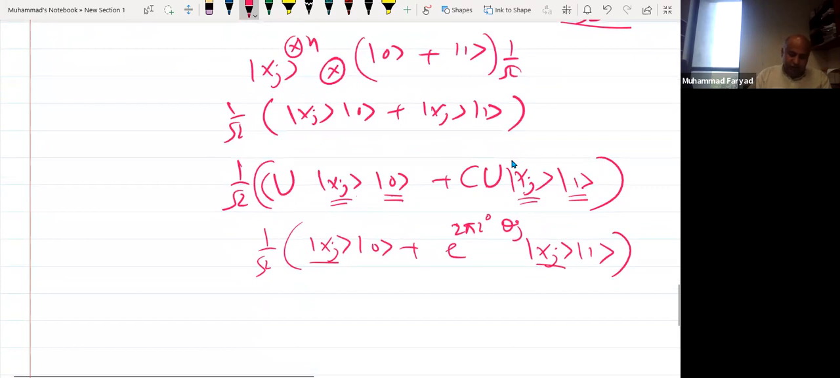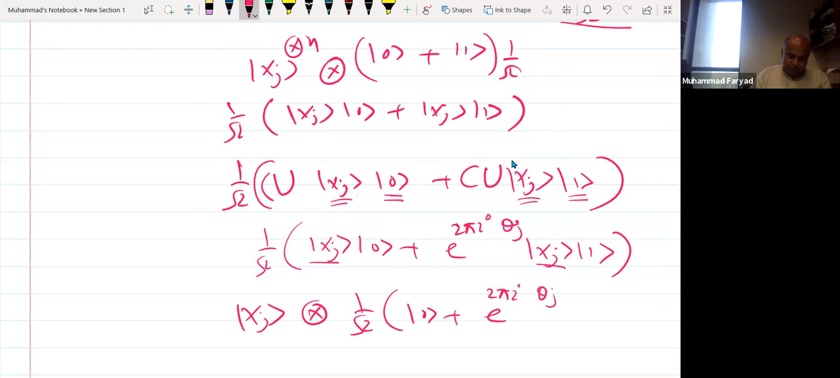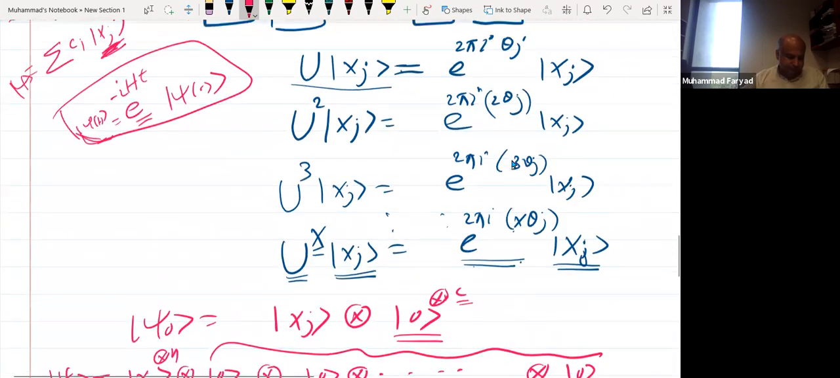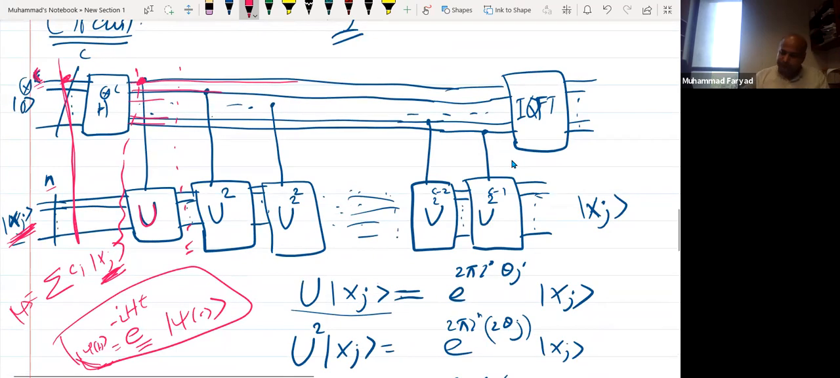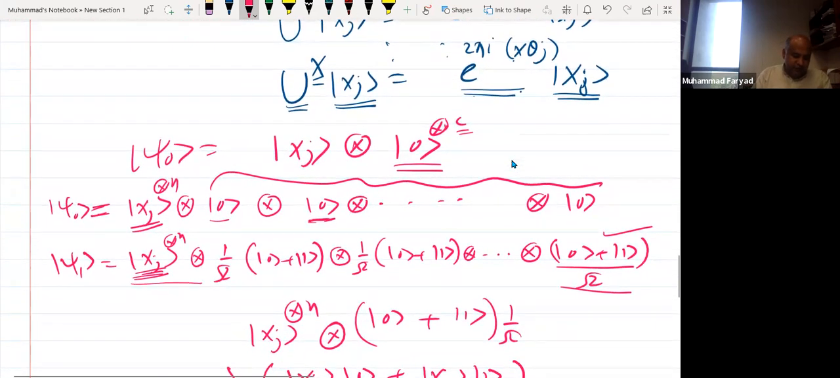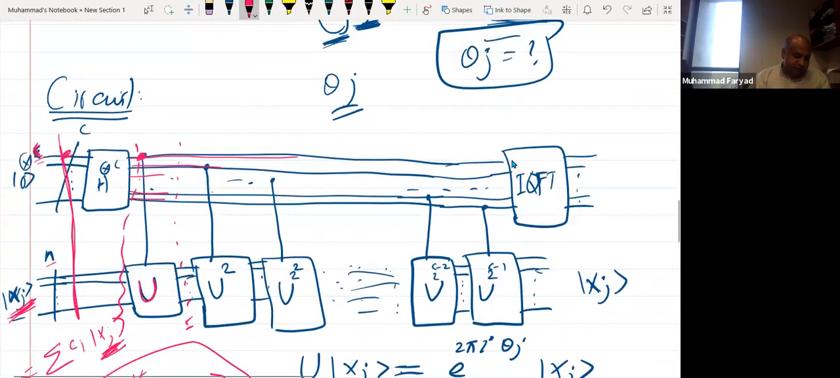And now I can take this xj common again. And I have 1 over square root 2, 0 plus exponential 2 pi iota theta j 1. So it means that after this step, it's as if nothing has happened to all of these qubits, and this phase has been modified. We have an exponential 2 pi iota theta j term. Similarly, when we apply a controlled unitary operator with respect to the second qubit, the phase term with state 1 will appear as exponential 2 pi iota 2 theta j, and so on.